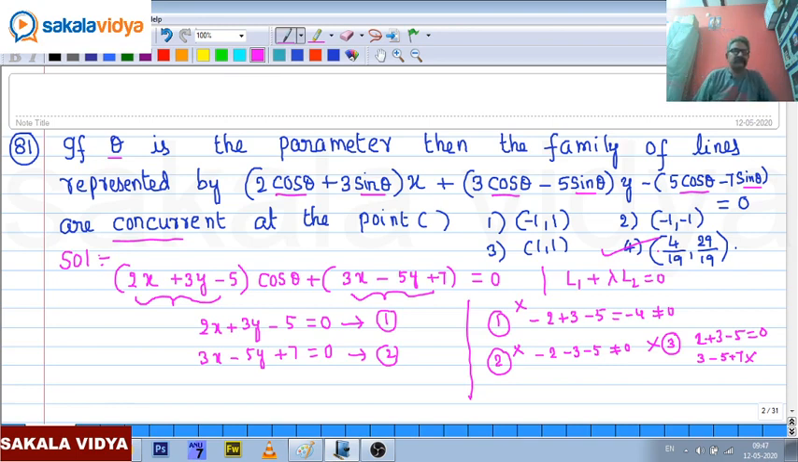That means solve 1 and 2. We get point of intersection equal to 4 by 19 comma 29 by 19.